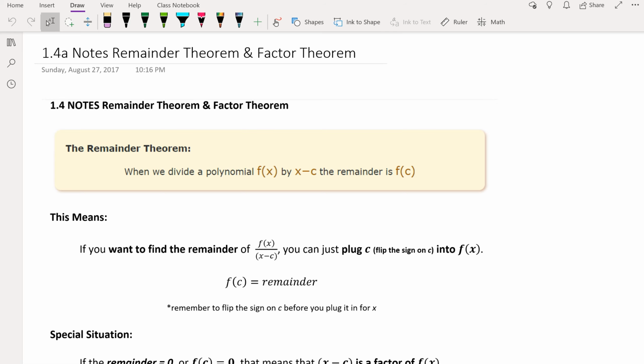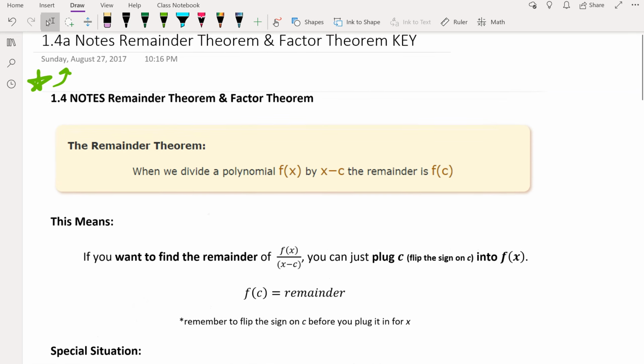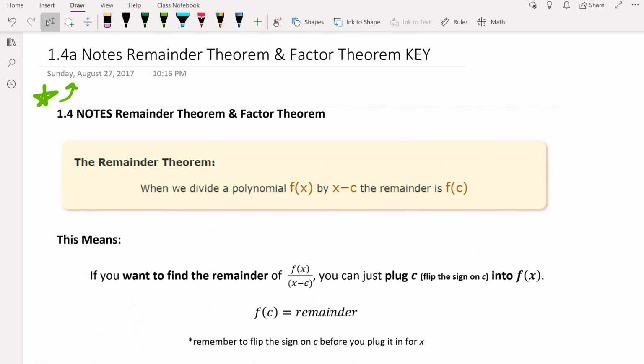All right, today we are going to go over a new topic called the remainder theorem. So make sure that you get the notes title down. 1.4a, we're doing the first part of the remainder theorem today, and then we will finish up the remainder theorem next class. So 1.4a notes, remainder theorem and factor theorem, and let's get started.